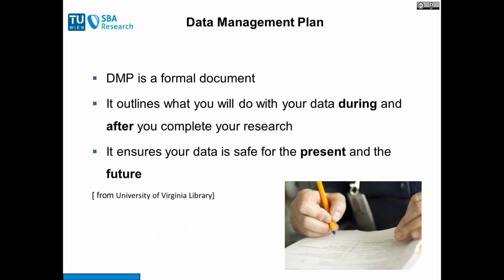You can find several definitions, but I think the one from the University of Virginia Library is quite simple and quite easy to comprehend. So a DMP is a formal document. It outlines what you're going to do during your research, how you handle your data when you're doing the research, and after, so once the project has finished, and who is going to look after the data when you're done with your work. It makes sure that data is safe now and in the future. Of course, we can discuss what future means, if it's 5 years, 10 years, or 100 years. But this is a topic for a completely different webinar.